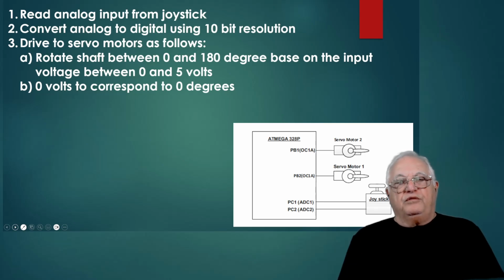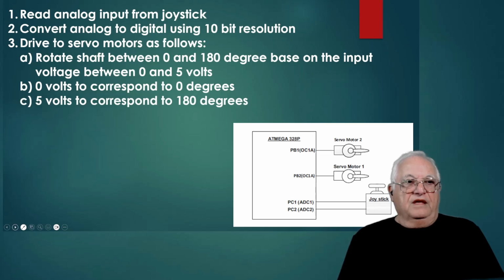0 volts corresponds to 0 degrees, so you get 0 volts, you're all the way to the right. 5 volts, you're 180 degrees. So as you move your joystick back and forth, you should see your servo motor move from 0 to 180, depending on what axis you're moving your joystick.